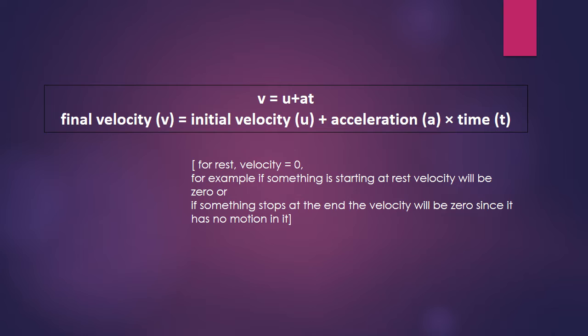So once again I'll tell you, V equals U plus AT, final velocity equals initial velocity plus acceleration into time. For rest we write velocity equals 0. This rest can be in the initial velocity or the final velocity. As we move on with the problems, we'll get to know them better.